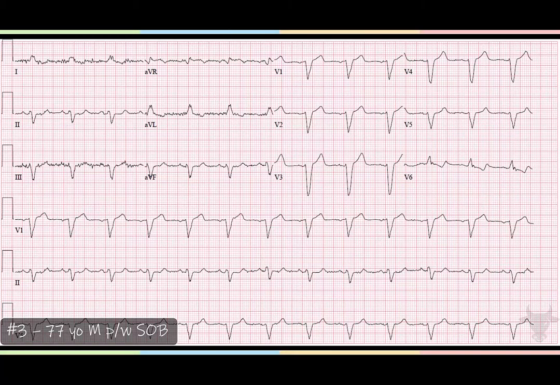And note that left bundles are often associated with a left axis deviation because there is a lot of myocardium on the left side of the heart. And so as it travels via cell-to-cell conduction from the right to the left, that is enough to swing the axis. So you usually do see a left axis deviation. Not criteria for a left bundle, but usually do see it.